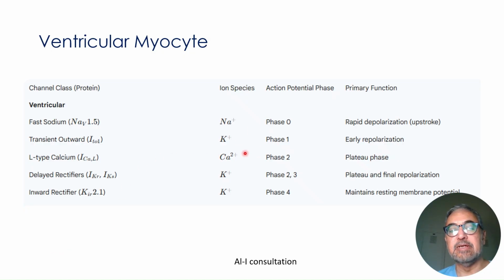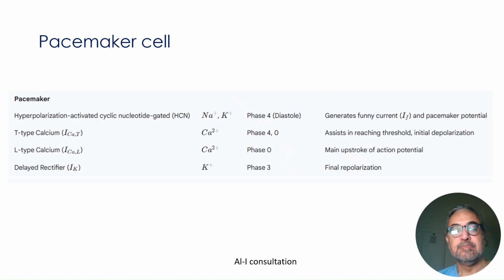In the ventricular myocyte, you have fast channels, transient outward channels, L-type calcium channels, delayed rectifier channels, and inward rectifier channels. And all of these are responsible for the various phases as we just discussed. And the ion species for phase 0 is sodium, phase 1 is potassium, phase 2 is calcium, and phases 2, 3, and 4 are potassium.